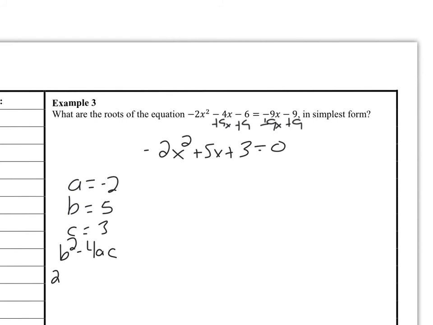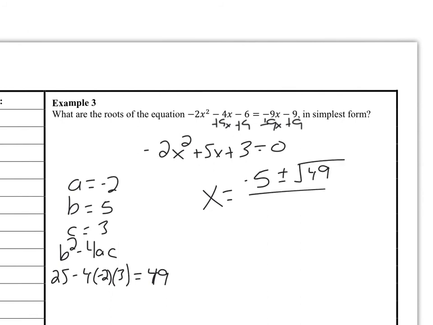So that is going to be 25. 5 squared is 25 minus 4 times negative 2 times c, which is 3. Type that in the calculator. It works out to be 49. A lot of you can do that in your head, which is awesome. x equals negative b. It's going to be negative 5 plus or minus the square root of 49. Now that's nice. Square root of 49 we know, but that's also different, so we have to pay close attention. 2 times the negative 2 on the bottom is going to give us negative 4 for our all over 2a.